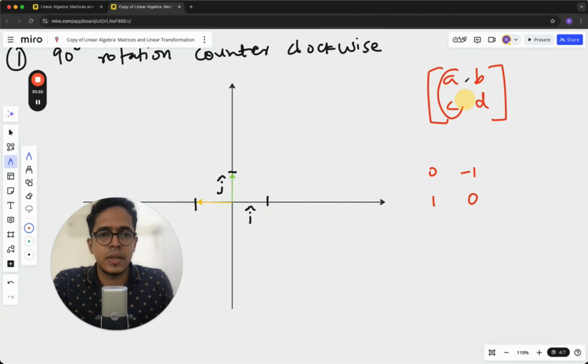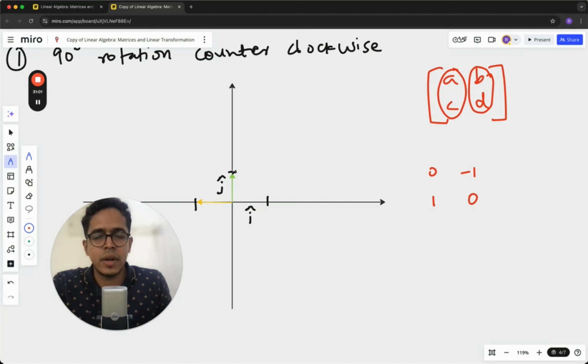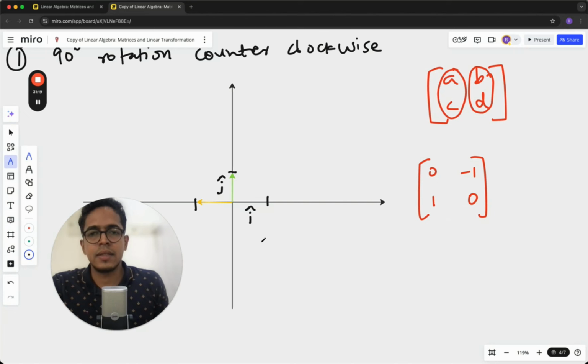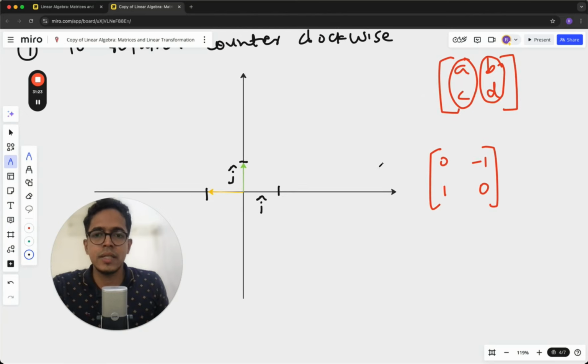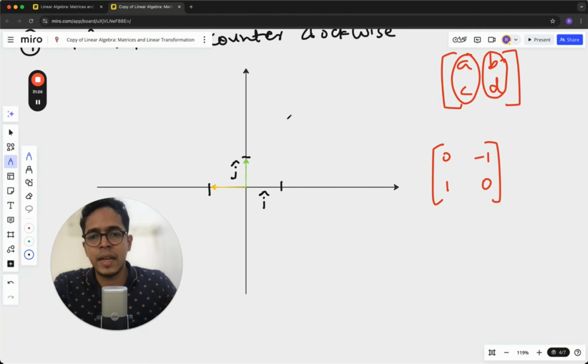So the first column is where I lands. The second column is where J lands. The coordinates where the tip of I landed after rotation are 0, 1. So that is this 0, 1. The coordinates where the tip of J landed are -1, 0. That is this -1, 0. So now this is the transformation matrix. You don't have to believe that this does the 90-degree counterclockwise rotation. We can apply it directly on top of any vector.